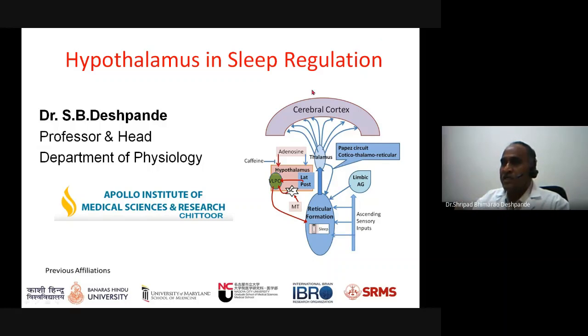As you see here in this cartoon, the various things which regulate sleep and its connectivity to the hypothalamus. I will look into this in a comprehensive manner in this discussion.